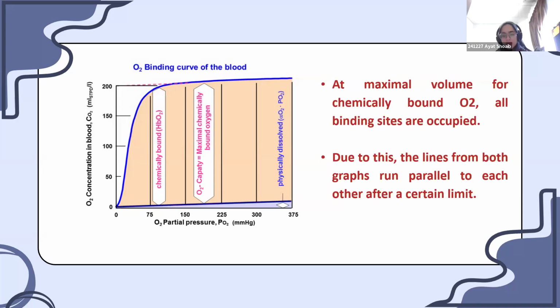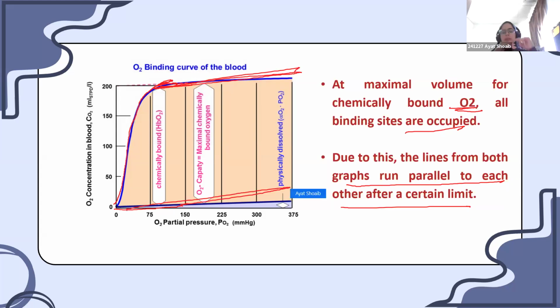As I said, in the physically dissolved one, as you increase the partial pressure, the concentration increases. Also, when you increase the concentration, with more oxygen, more of it binds to hemoglobin. So at maximum volume for chemically bound O2, all binding sites are occupied. This means that if you keep increasing the O2 concentration, at some point all of the binding sites are going to be occupied. Due to this, the lines from both graphs run parallel to each other after a certain limit. You can see this line and this line are basically parallel.